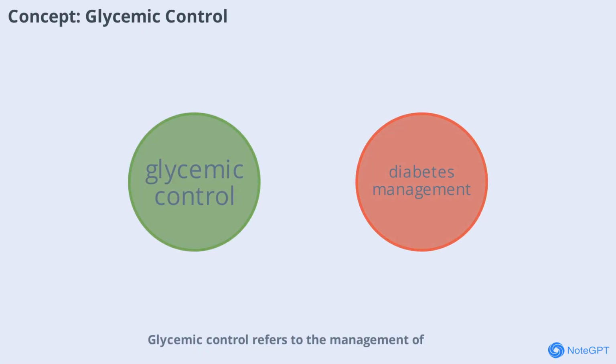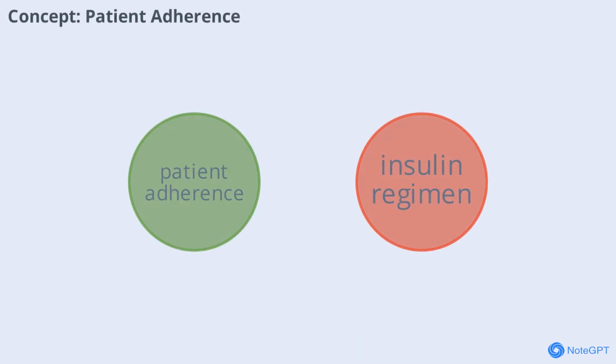Glycemic control refers to the management of blood sugar levels within a target range. Proper insulin administration, including site rotation and technique, is essential for achieving optimal glycemic control and preventing both short and long-term complications of diabetes. Patient adherence means following the prescribed insulin regimen, including timing, technique, and site rotation.